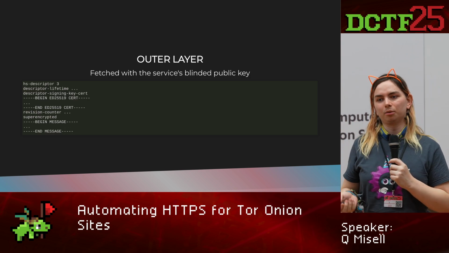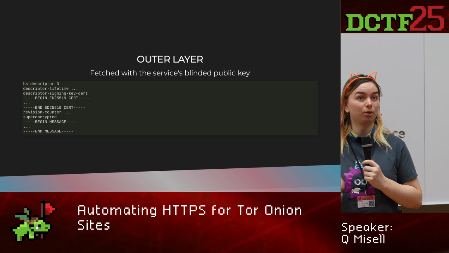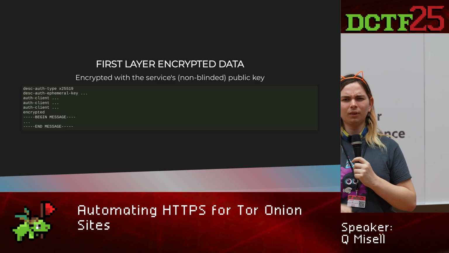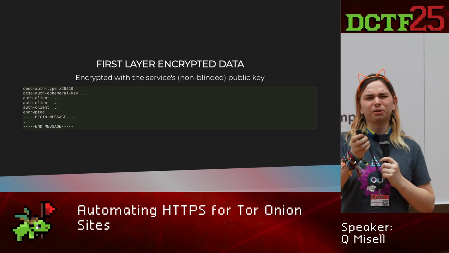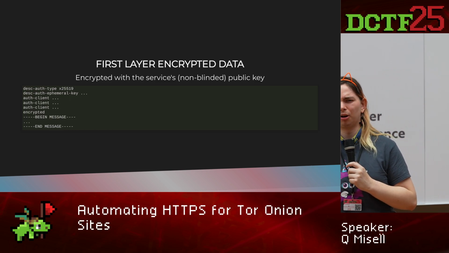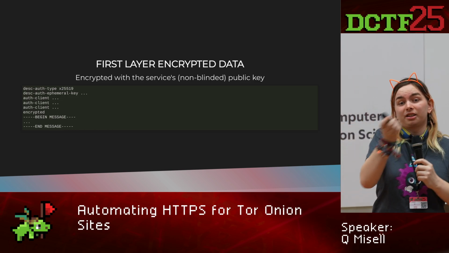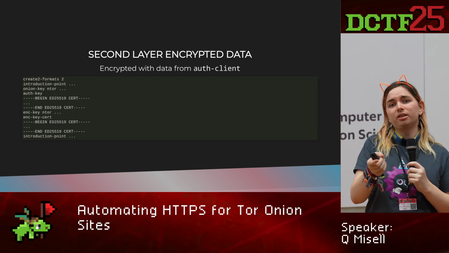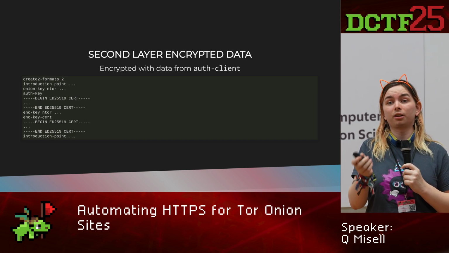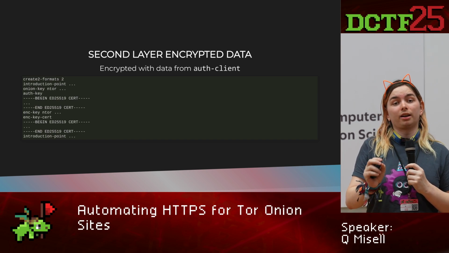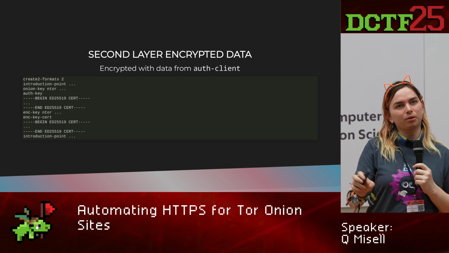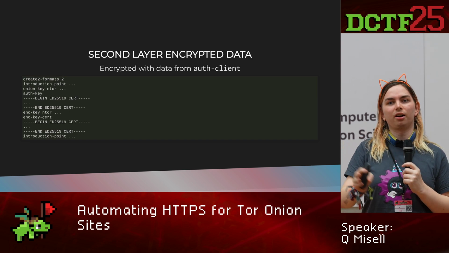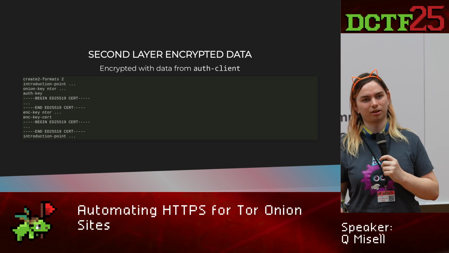But if you're connecting to the website, you've already typed in the domain name, so you have the public key, which means you can get the first layer encrypted data, which then has this auth client stuff, and then another encrypted blob. And then inside this is the actual information you needed with all the introduction points. The reason there's the second layer thing is auth client can be used to say, okay, only these people who know this shared secret can actually access this website. And if you don't, then you just can't decrypt the second layer data and can never get the introduction points.